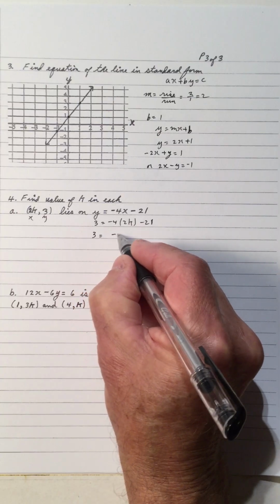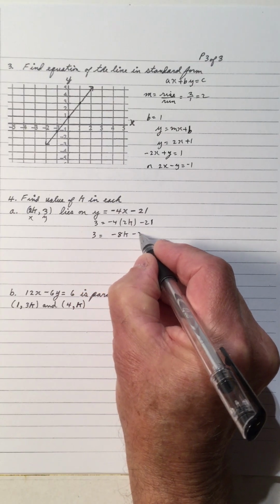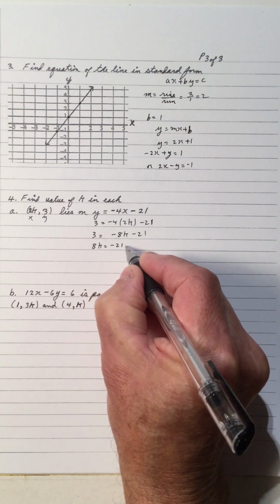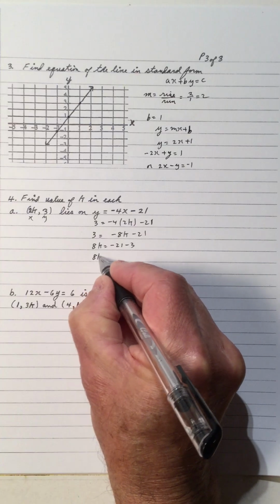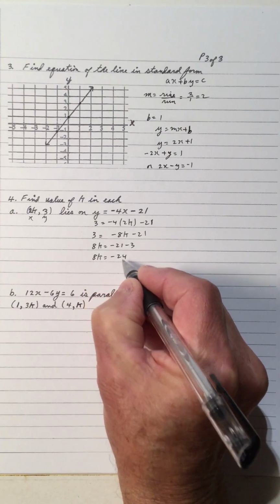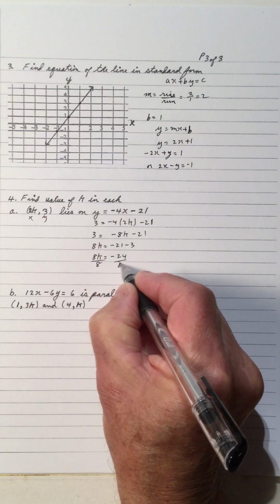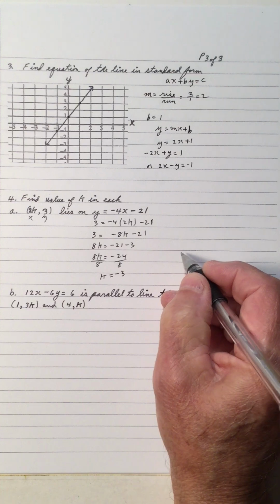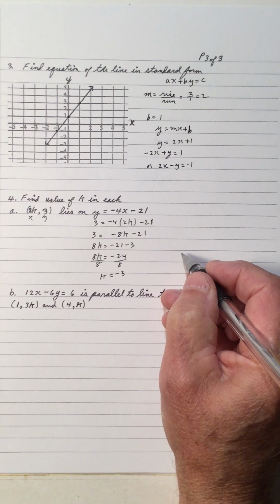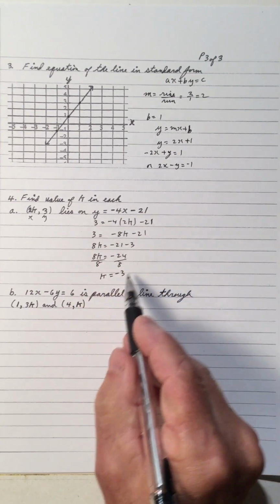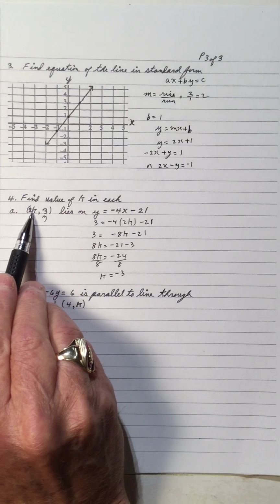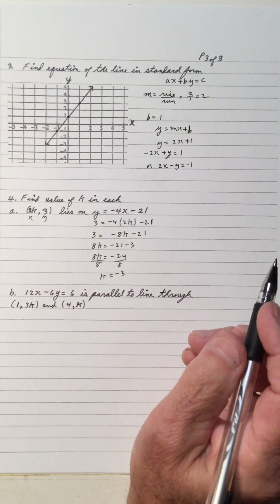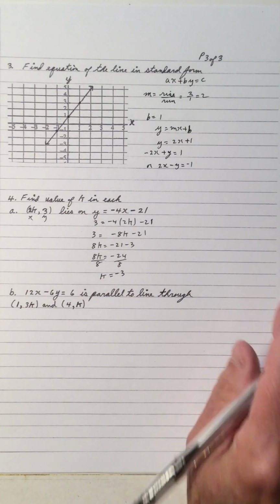Multiply by negative 4, negative 8k minus 21. So 8k is negative 21 minus 3. 8k is negative 24. Divide by 8, and k comes out to be negative 3. Because if you put negative 3 back in here, you get a negative 6. Negative 6 and 3 subbed in here will make the equation true. Just check it out and make sure.